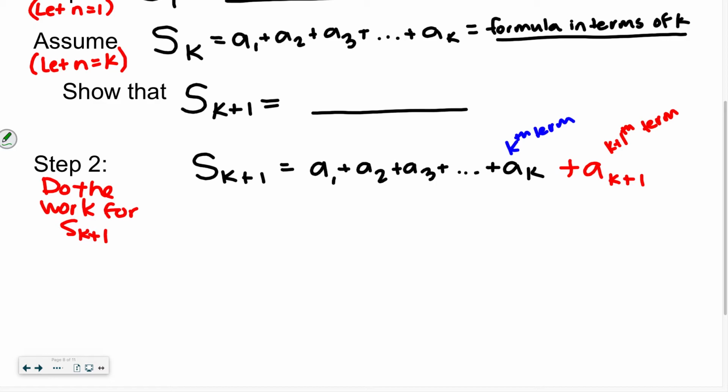But notice, we assumed something to be true: that a sub 1 plus a sub 2 plus a sub 3 plus a sub k, all that stuff in black before my new term, k plus 1, was equal to that formula.